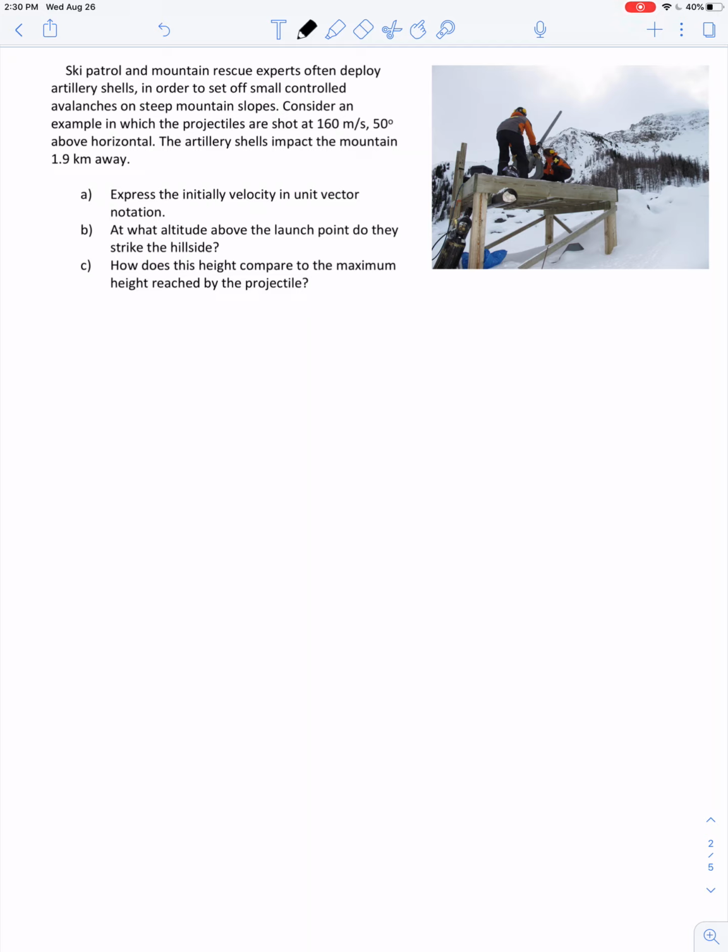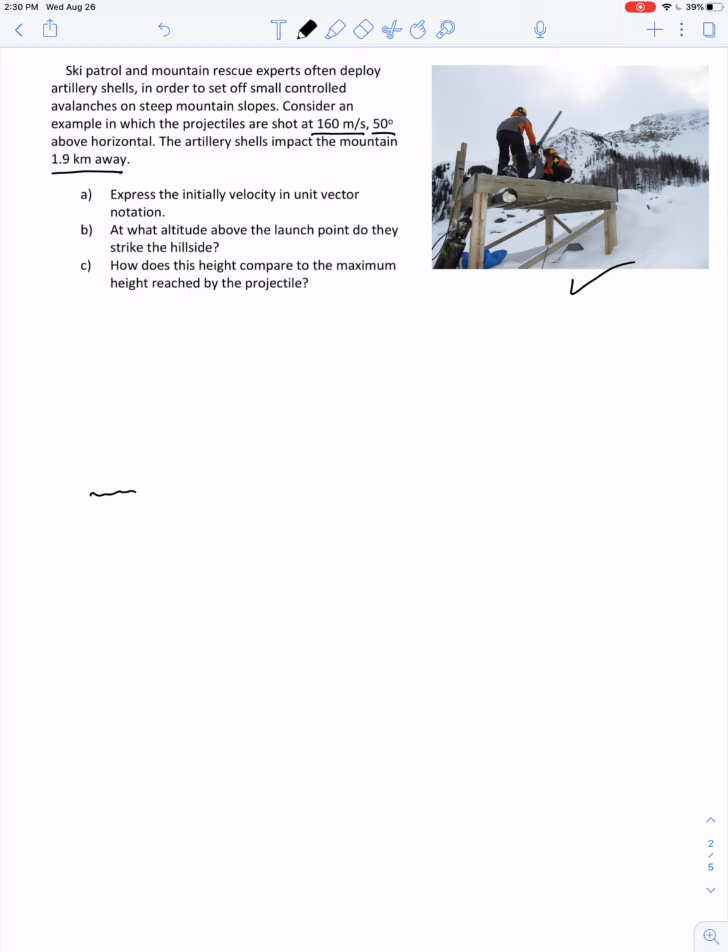So this is typical. Consider a case where projectiles are shot with a speed of 160 meters per second at an angle of 50 degrees, and they end up landing on the mountain a distance of 1.9 kilometers away. So there's a photo of an example of this, but let's try to draw a diagram that represents the numerical values given in this problem.